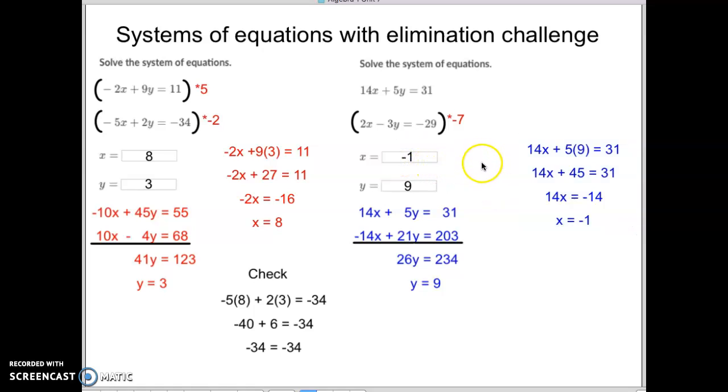Not positive that's correct, so I'm now going to plug everything into the original bottom equation and do my check. As I do that, I need to make sure this left side ends up equaling negative 29. So let's see, 2 times negative 1 is negative 2, negative 3 times 9 is negative 27, negative 2 and negative 27 makes negative 29. The two of them are equal, so yes, my answer is correct.